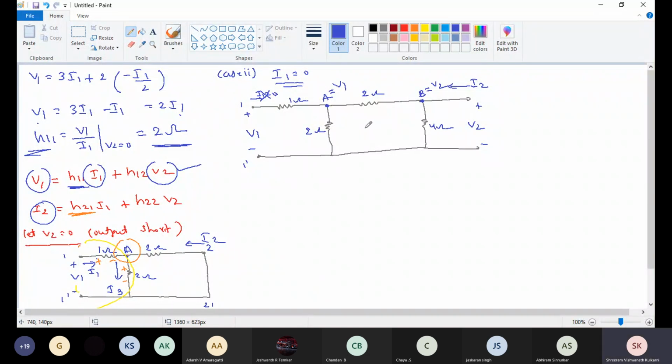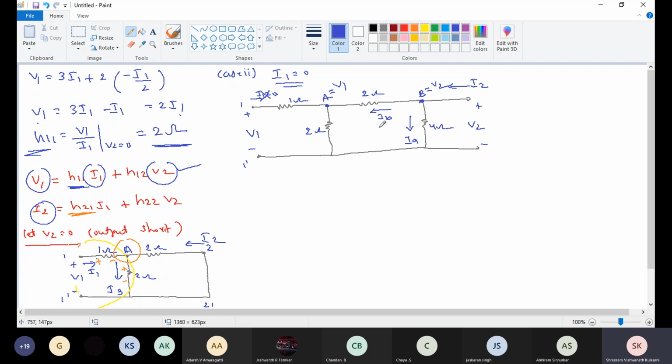Now see, this I2 is coming here, and current I1 is 0. We are considering input port current I1 equal to 0. So see, I2 is coming here at node B and dividing into two parts, means dividing into two currents. I will call them IA and IB.